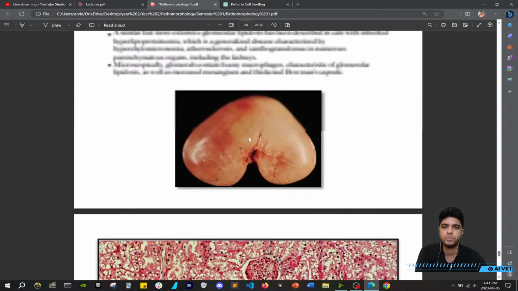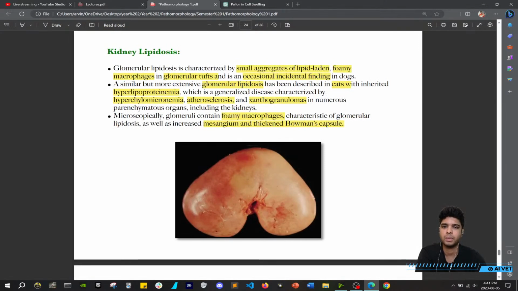Bowman's capsule. So hyperproteinemia, hyperchylomicronemia, atherosclerosis, xanthogranuloma. In these cases, glomerular lipidosis happens, and then foamy macrophages in the glomerular tufts are seen. Small lipid-laden cells, small aggregates of lipid, found in dogs and cats, and then foamy macrophages, and then thickened Bowman capsule.